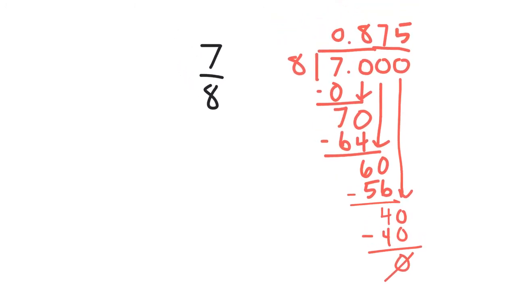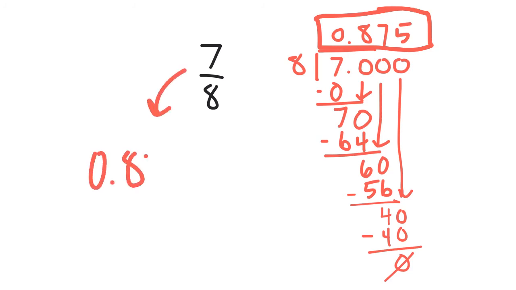So now that I've divided out, I can see right here that 7/8 is the same thing as 875 thousandths, right? So it's just a division problem. We do the division, we get the decimal.